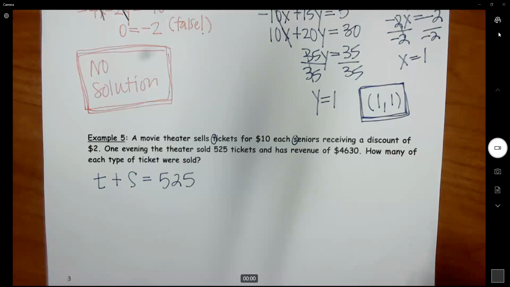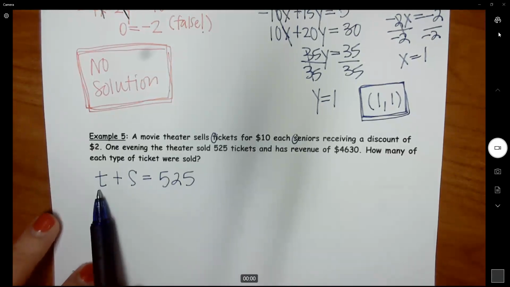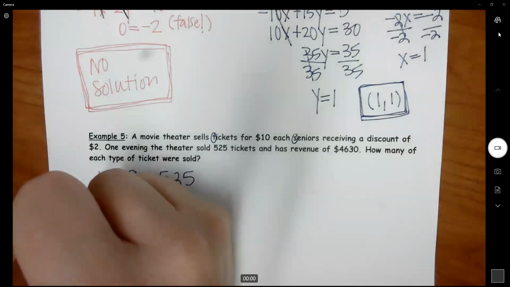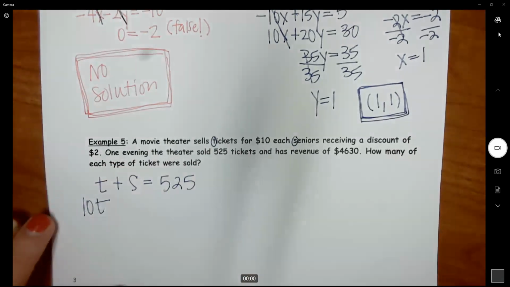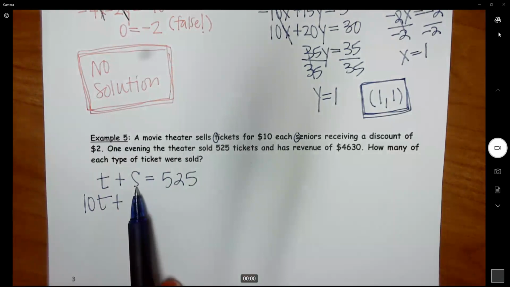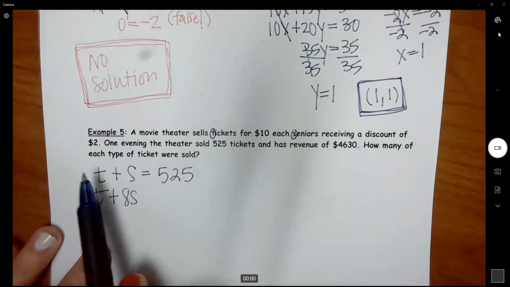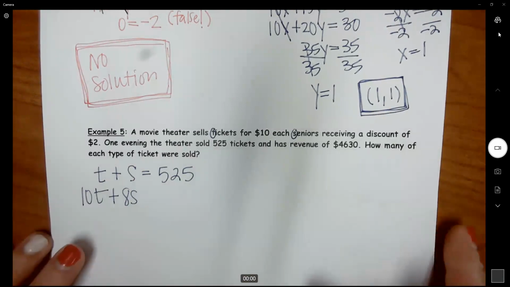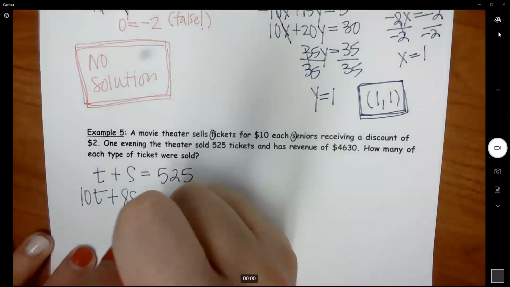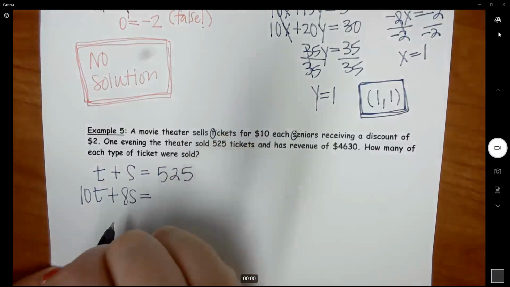The second equation needs to have to do with the money. So how much do my regular tickets cost? Well, those are $10 each. So this is 10T. Plus, how much do my senior discounted tickets cost? Hopefully you said 8. They're receiving a discount of $2, which means they're $8 total. So be careful in the wording. Equals my revenue, which was $4,630.